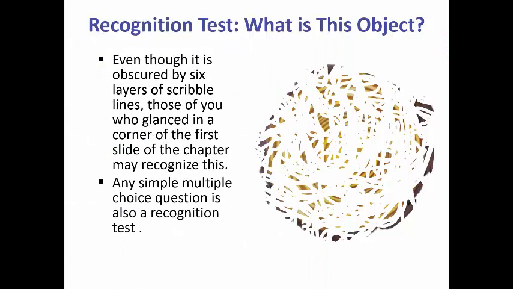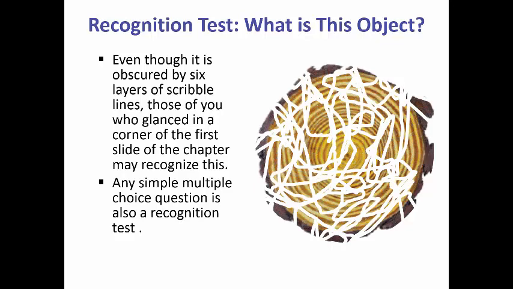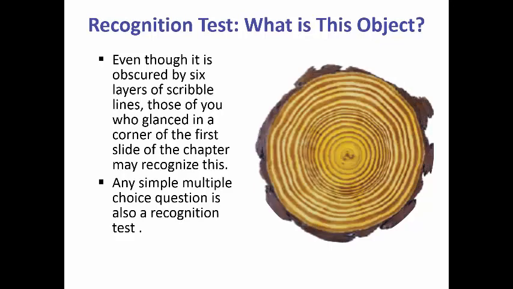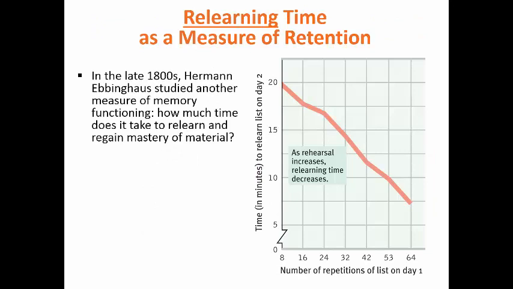So what is this object? Even though it's obscured by 6 layers of scribble lines, those of you who glance in the corner of the first slide of the chapter may recognize this. So this is a cross-section of a tree stump. A simple multiple choice question is also a recognition test. So you were able to kind of see the forest for the trees here, and you were able to notice that you saw it before.